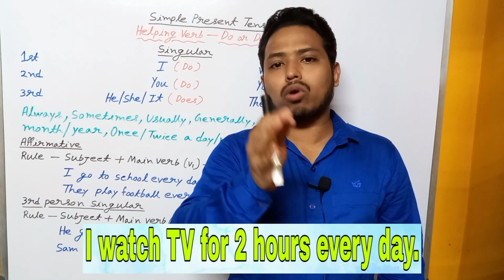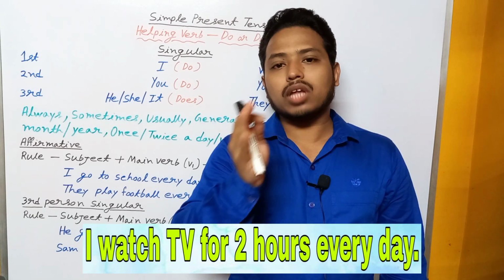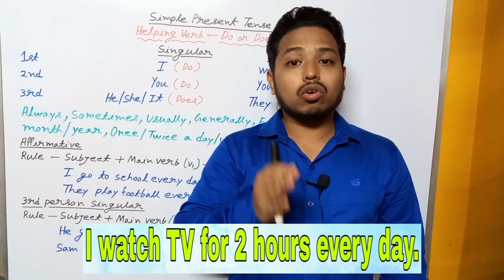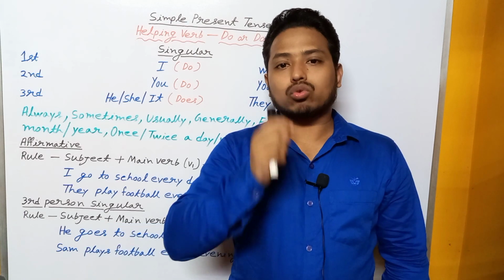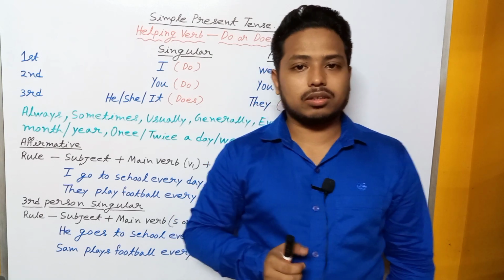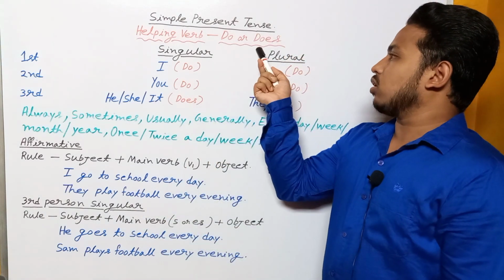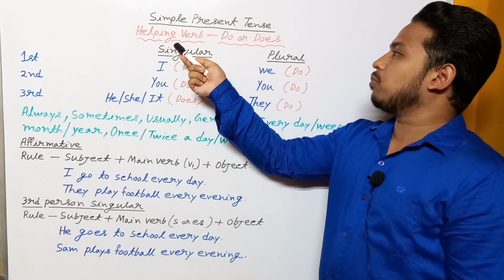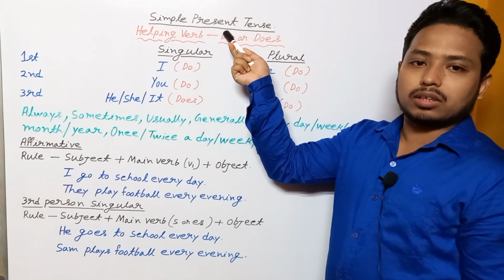I watch TV for 2 hours every day. It is both habitual or repeated action because I do it every day. So these types of sentences we use in simple present tense. Do, does. There are two helping verbs we use in simple present tense.